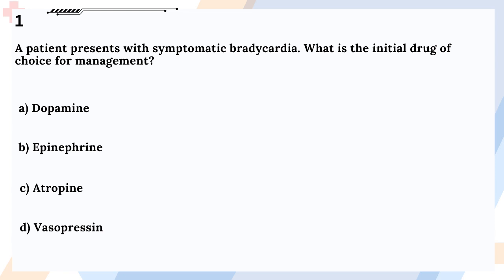Question 1. A patient presents with symptomatic bradycardia. What is the initial drug of choice for management? A. Dopamine. B. Epinephrine. C. Atropine. D. Vasopressin.